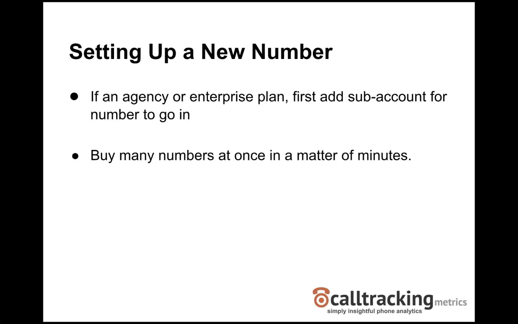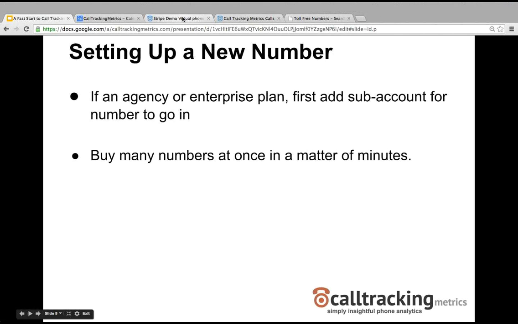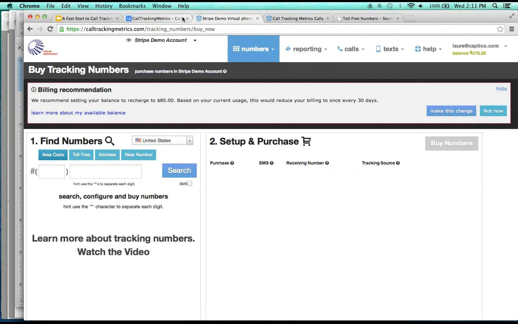So the next thing we want to go through is how to set up your new numbers. The first thing you want to do is go into your account. I'm going to hop into one of our demo accounts here. Particularly if you're on an agency plan where you're going to have multiple accounts, you want to make sure that you're in the right sub-account, because if you're on an agency or enterprise plan, you can have lots of different sub-accounts.